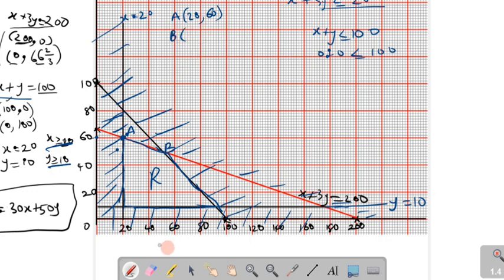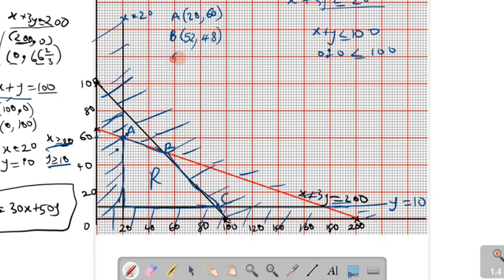So point B would be, this would be 40, 42, 44, 46, 48, 50, 52. That's 52. And the y value would be 40, 42, 44, 46, 48. That's 48. Then I'm going to call this point C.